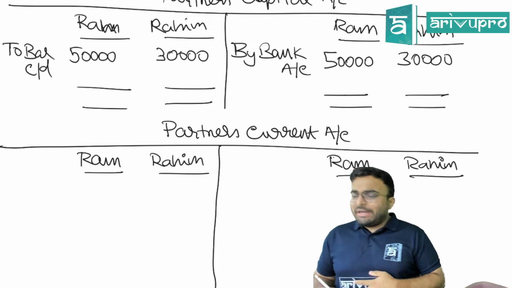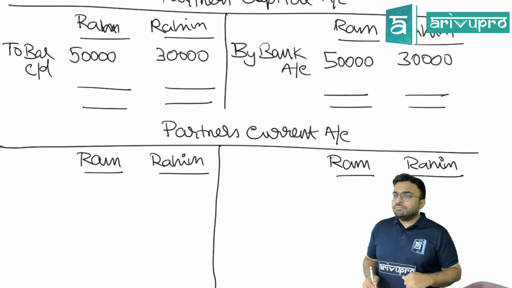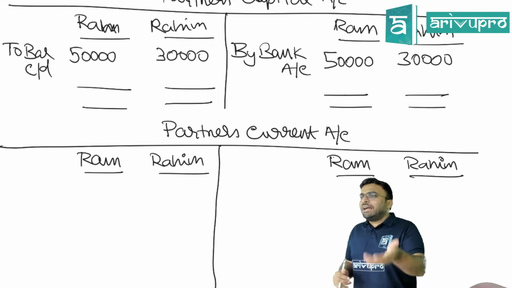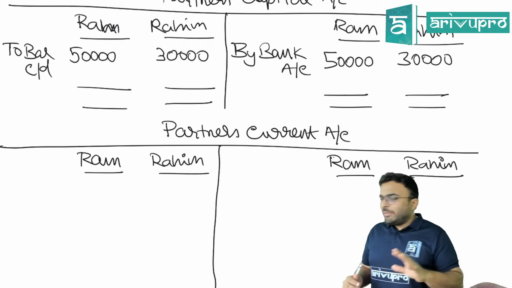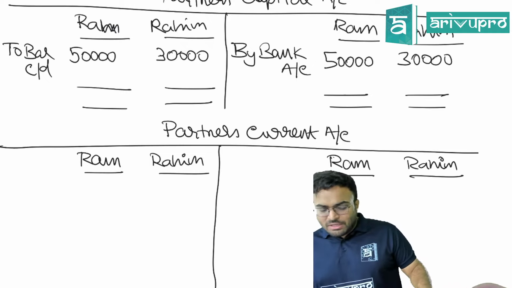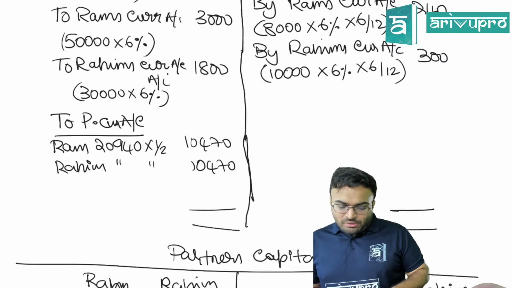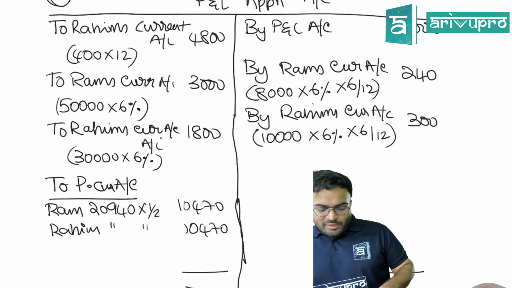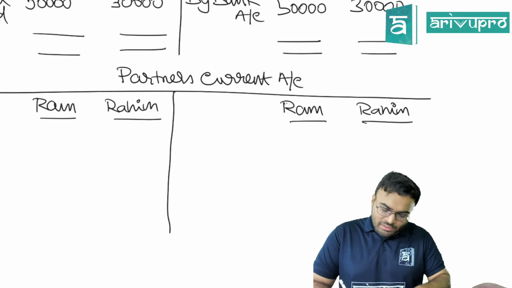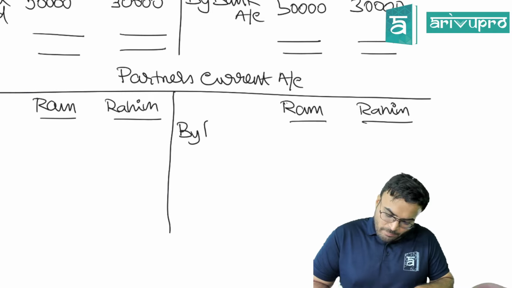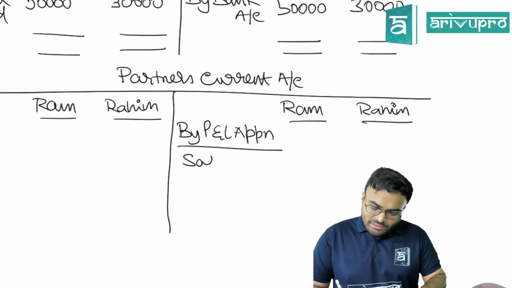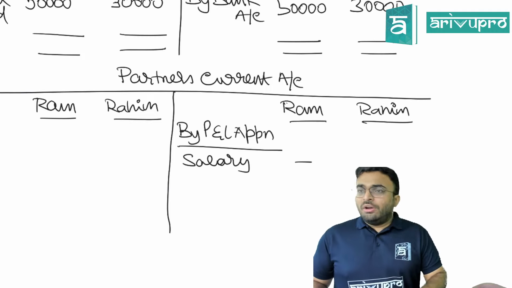Now current account, did it have a balance? Can current account have a balance? Yes. In this question it cannot, because they just started the business. So what are the things that you have put into current account? Can you see Ram's current account, Rahim's current account? So you will write over here by P&L appropriation, and under that you will write salary. Who got salary? Only Rahim got salary.